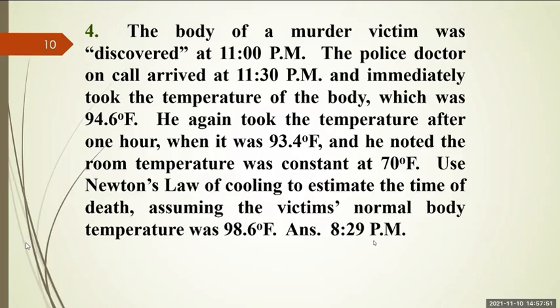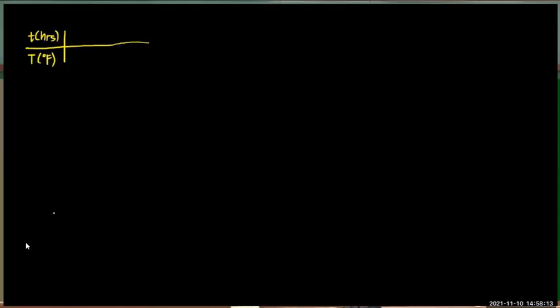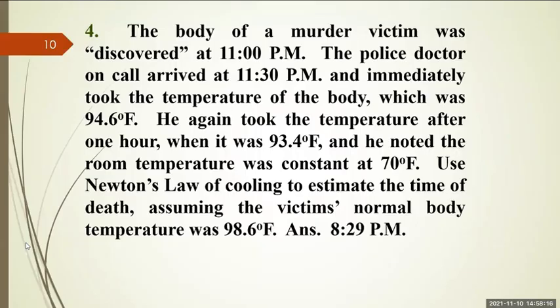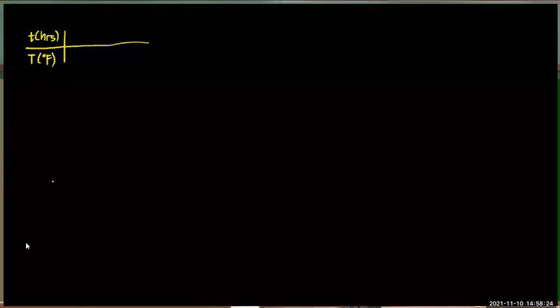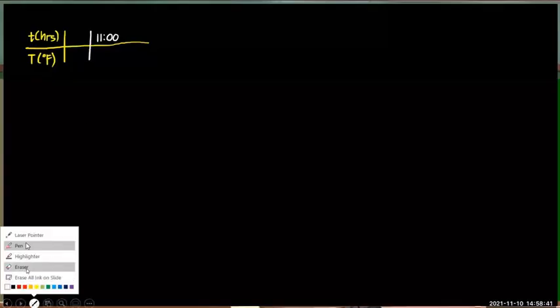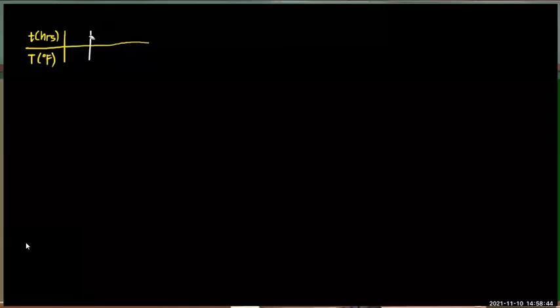Okay, so let's set up our table. And I hope it's easy for you to set up the table. T is in hours, and then temperature is in degrees Fahrenheit. Discovered at 11 p.m., on call at 11:30 p.m. Instead of hours, let's just use time first. So this is the time on top.